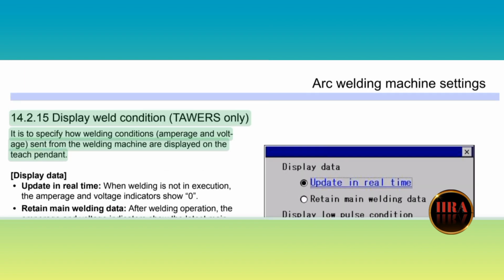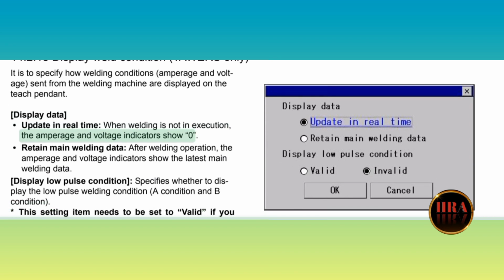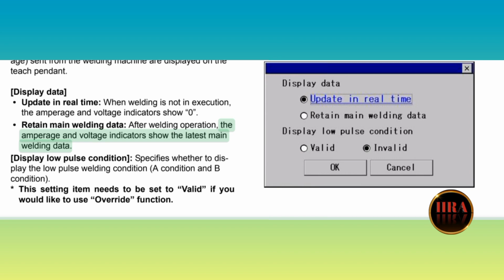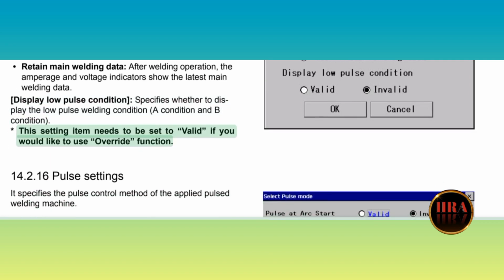14.2.15 Display weld condition, TAWERS only. It is to specify how welding conditions, amperage and voltage, sent from the welding machine are displayed on the teach pendant. Display data, update in real time. When welding is not in execution, the amperage and voltage indicators show 0. Retain main welding data. After welding operation, the amperage and voltage indicators show the latest main welding data. Display low pulse condition, specifies whether to display the low pulse welding condition, A condition and B condition. This setting item needs to be set to valid if you would like to use override function.